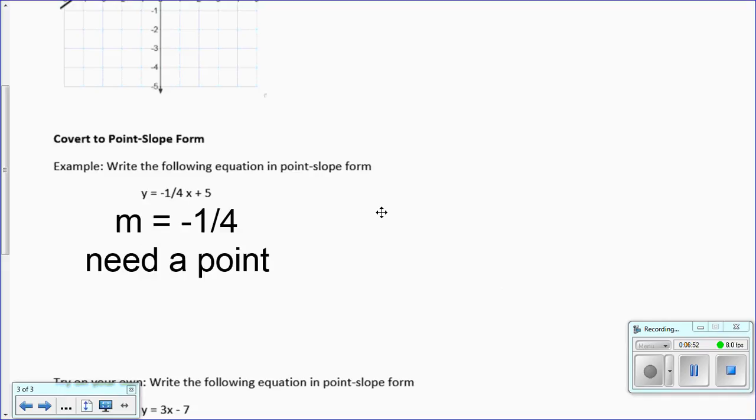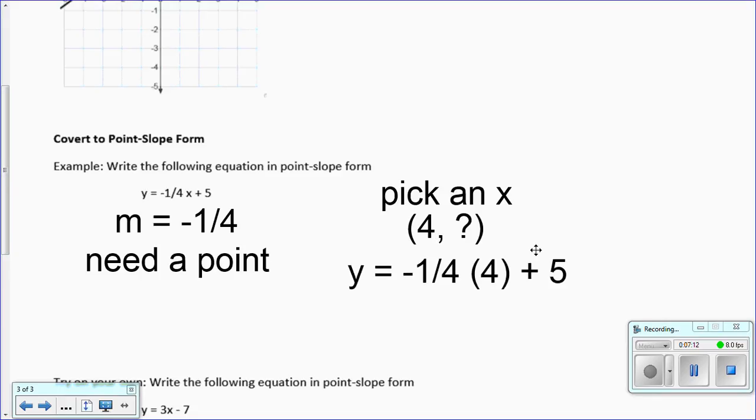So what I can do is I can actually create a point using this equation. What I need to do is pick an x, doesn't matter what x, okay? If you pick an x and plug it in, you'll get the y that goes with it. So I'm going to pick 4 because I know 1/4 times 4 is going to give me not a fraction, so that's why I picked it. So I go ahead and plug that in, and I'm going to simplify it so I can figure out what y is. So negative 1/4 times 4 gives me negative 1. So negative 1 plus 5 gives me 4. So that means my point is 4, 4.